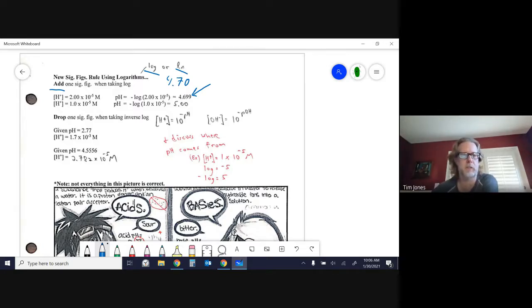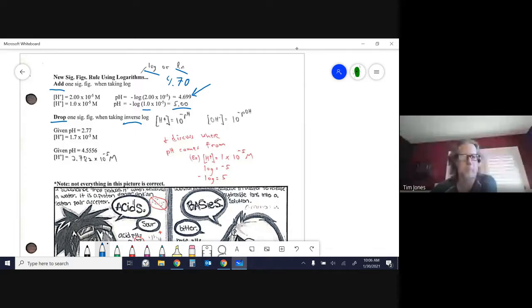And you should practice this. Just make sure you remember how to do this in your calculator. Likewise, if you take the negative log of 1.0 times 10 to the negative 5, don't just write 5.0, add one more sig fig so you get 5.00. Now, when doing the opposite, when you are undoing a logarithm or inverse log, we need to undo what we already did before. And so now you need to take one sig fig away.